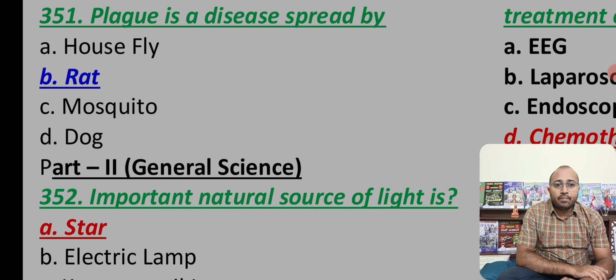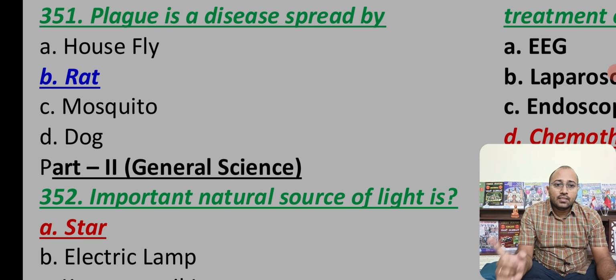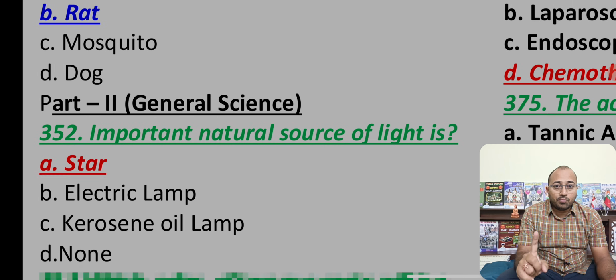So, housefly, there is one fly named the tsetse fly. If it bites, then you will have sleeping sickness. There are various mosquitoes: Aedes aegypti for dengue, and for malaria, the female Anopheles mosquito. Dog bite, you will have rabies, which is also known as hydrophobia. So all these things you must remember.